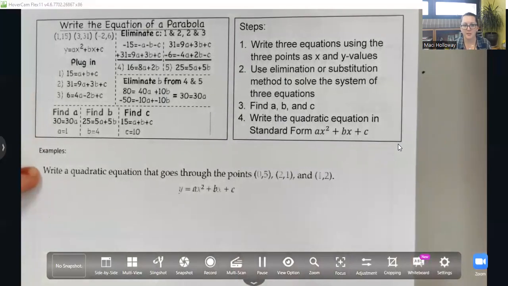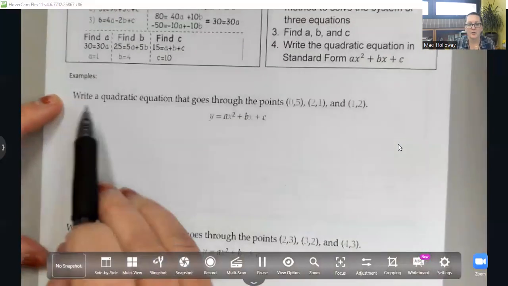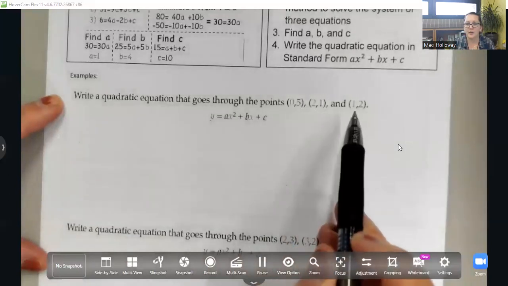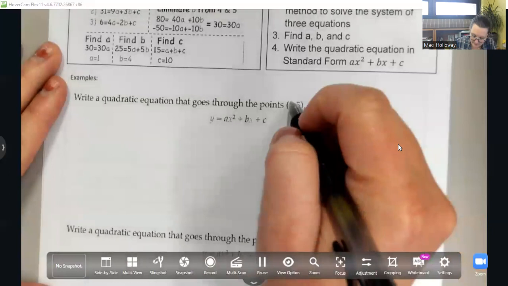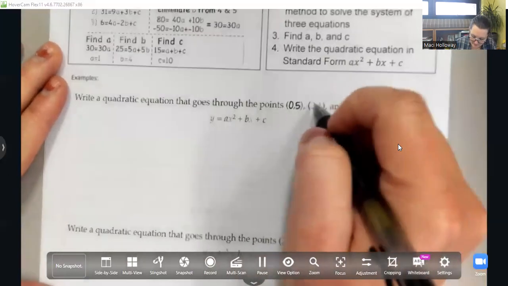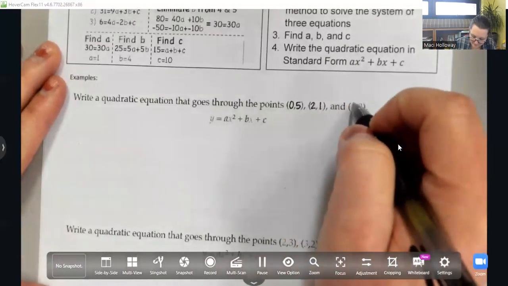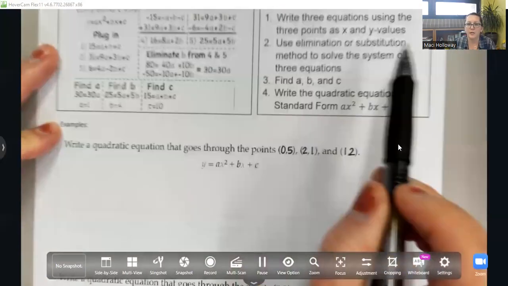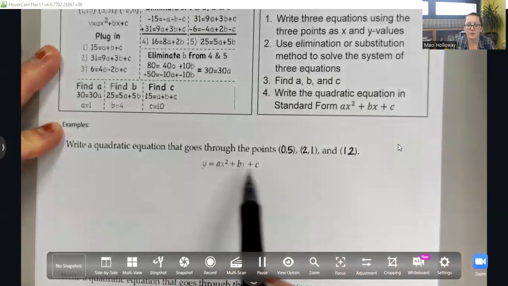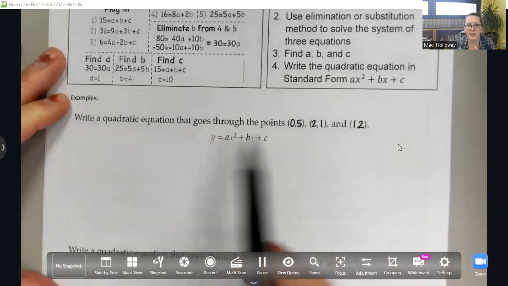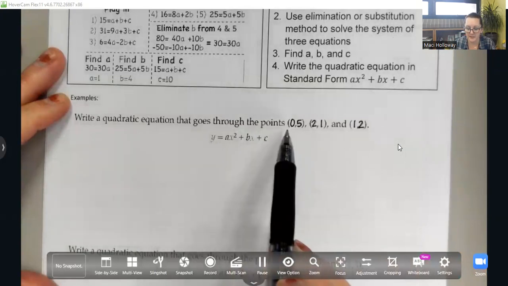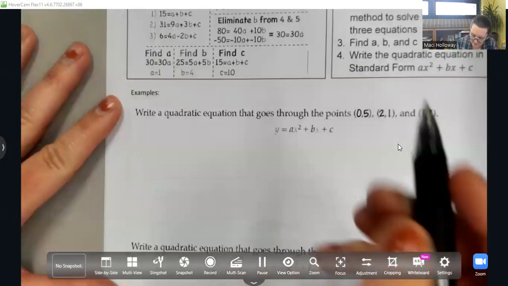So here's my first example. I'm going to write the quadratic equation that goes through the points (0, 5), (2, 1), and (1, 2). So my first step is I'm going to write 3 equations using this form. Instead of y, I'm going to plug in 5. Instead of my x values, I'm going to plug in 0. So let's see what this looks like.